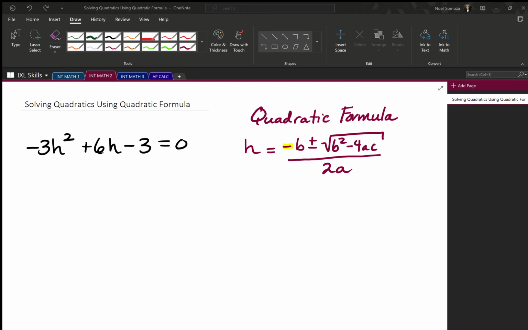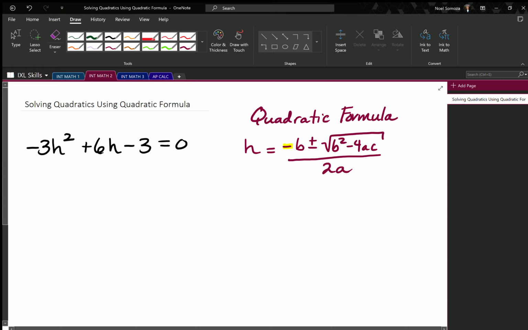Okay, so we're going to begin by first identifying our a, b, and c values because they are critical so that we can plug them into the quadratic formula. My a value is always the coefficient to h squared, right? So in this case, this will be my a value. My b value will be the coefficient to h. This would be b. And then my constant, the one that has no variable, is my letter c.